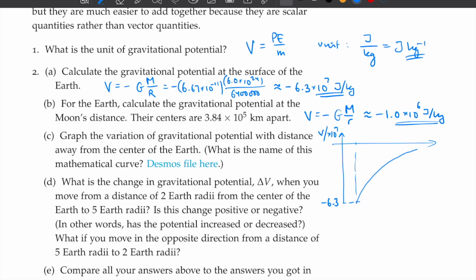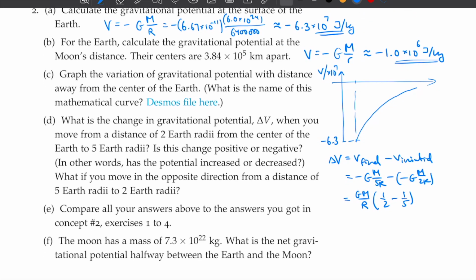What is the change in gravitational potential when you move from a distance of 2 Earth radii to 5 Earth radii? Okay, well, hopefully you can see that is, again, just doing almost the same as we did before. It's the final potential minus the initial potential. So it's negative GM over 5R minus negative GM over 2R. I'm going to take GM over R outside, 1/2 minus 1/5.